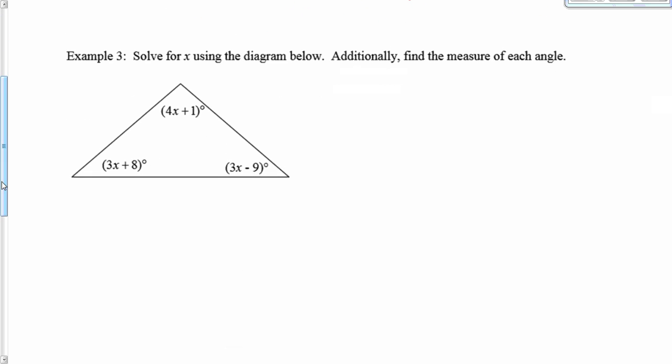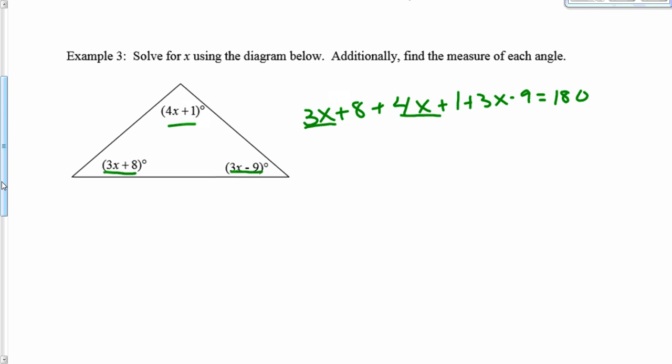All right, in example number 3, same type of stuff, but if you notice we have variables in it now. It's not just numbers. Well, we know this, guys. Add up all 3 angles to equal 180. Literally added up all 3 angles, they're equal to 180. Now I do my math. Adding my variables. Adding my numbers. Well, I notice that 8 plus 1 is 9, minus 9 is 0, so those cancel each other out. If I divide both sides by 10, I get 18 as my answer.